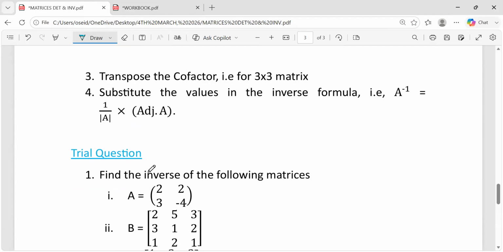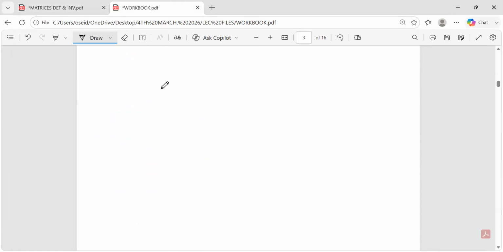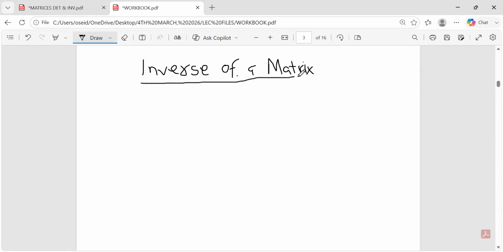So the first question: this 2 by 2 matrix, you should find the inverse of A. With this, whatever we started today, we are going to apply everything from scratch to where we are now. So inverse of a matrix, example 1.